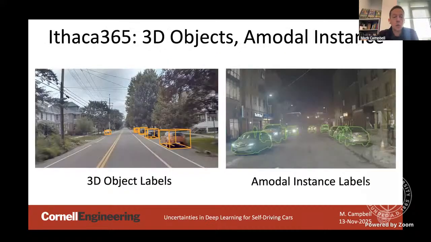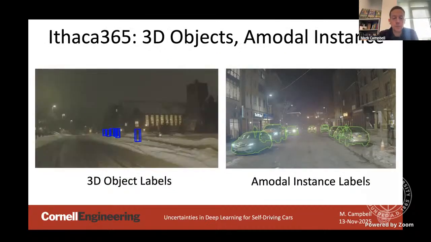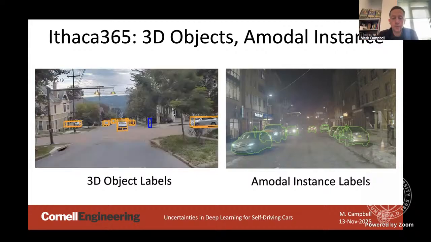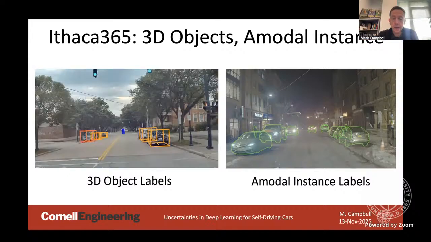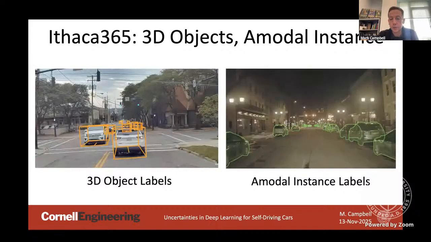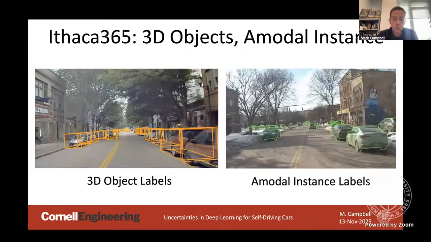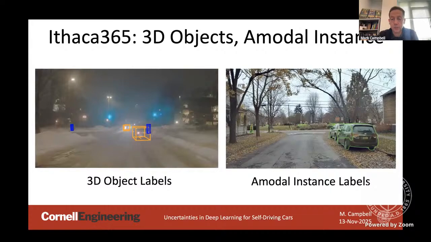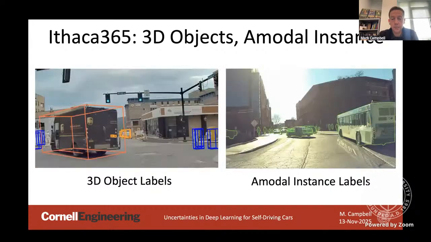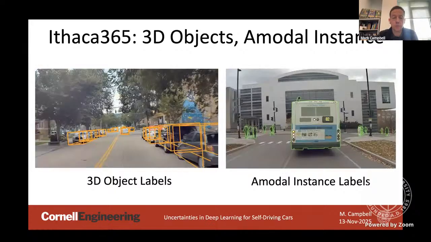Okay, so this is just an example of some of the labels that we have. So this is some of the 3D object labels. On the left-hand side, these are just some of the boxes. And then the amodal instance labels, which are basically the overlaps, those are some examples that we have right in there. So we did at least a handful of these in all kinds of conditions. So we actually have a labeled data set, so we can look at detection and tracking, all the traditional metrics as we go through.